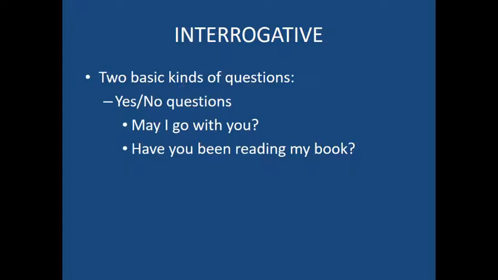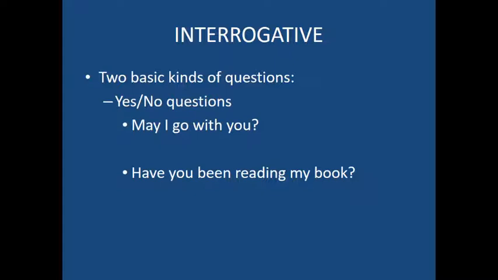We have yes-no questions like, may I go with you? Or have you been reading my book? And so when we take those, we realize that the verb, if I look here, the verb came first and then there was a subject. Here's a verb, and then there was a subject. So what we're going to do is we're going to transform the sentence back. That's why we call it transformational grammar. We're going to transform the sentence back to its regular declarative form.